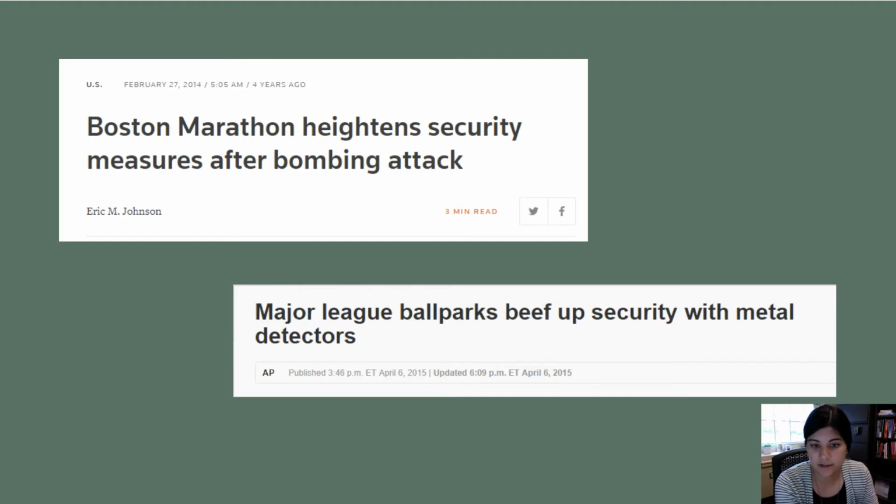Major League Baseball has also taken some steps to reduce risk related to terrorism, related to shootings. So now all Major League Baseball stadiums have metal detectors upon entry. Again, that's another example of, hey, we can't completely eliminate this risk, unfortunately, but we're going to take some steps to try to reduce it and try to minimize it.